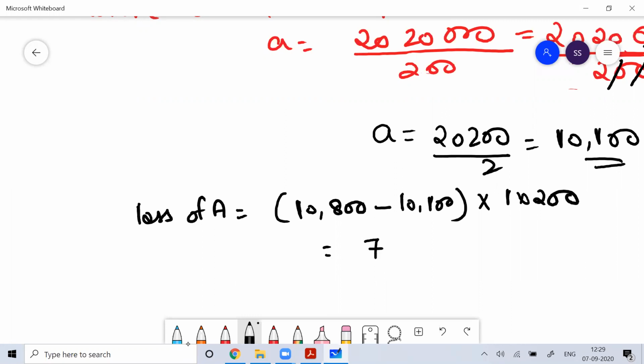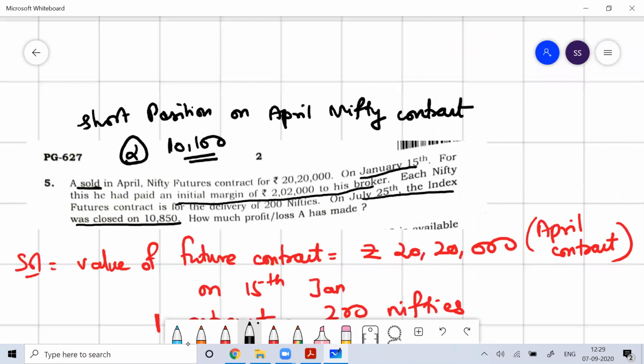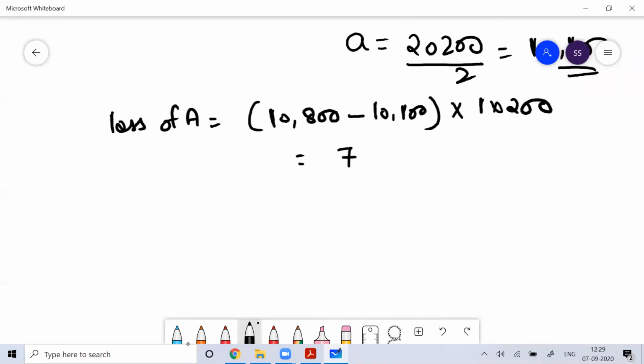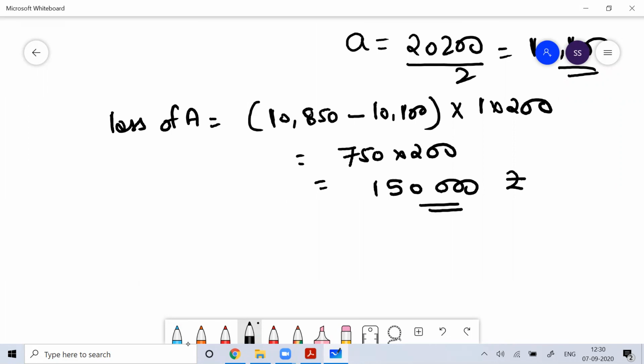Sorry, 10,850, not 800. So it is 10,850 minus 10,100, that is 750, into 200. So 75 twos are 150, then three zeros. This is the loss of A. This much money A has to deposit to the exchange.